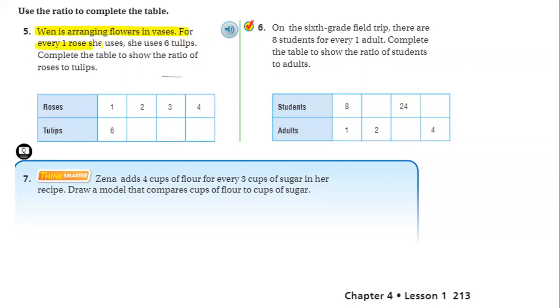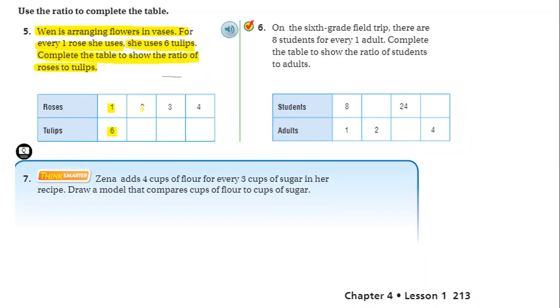For every 1 rose she uses 6 tulips. Again, for every 1 rose she uses 6 tulips. Complete the table to show the ratio of roses and tulips. It says, for every 1 rose, there are 6 tulips beside them.